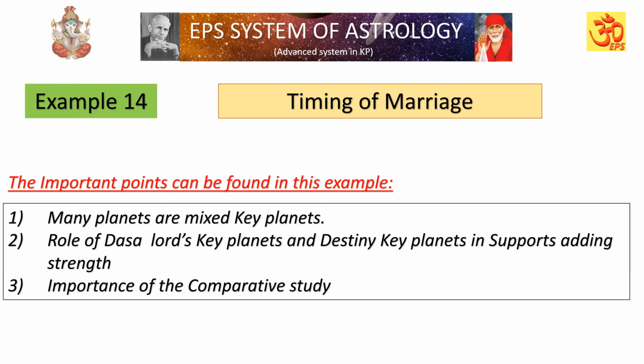Then only we can find that even though some planets have mixed significations, how one is comparatively better than the other planet, that we have to study. And importantly, as I said, the role of the Dasa Lord's key planets. The Dasa Lord has 1 or 2 favorable key planets, and others are mixed key planets. And the role of the Dasa Lord's key planet and destiny key planet in the support of the Buddhi Lord, adding strength. How it is happening, we will discuss in detail in this chart.